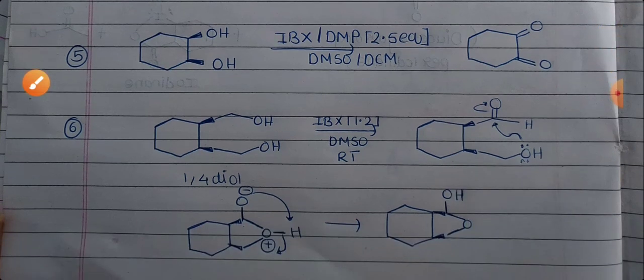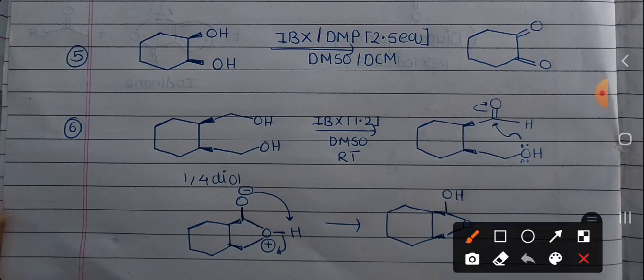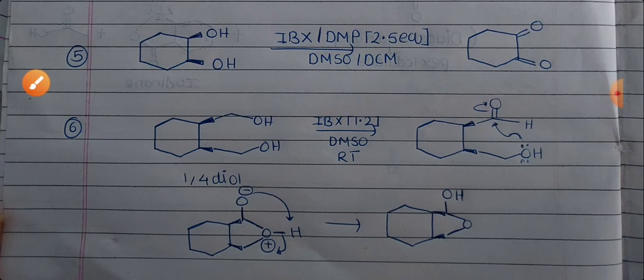So in the next example, you can see here only one equivalent of IBX, or we can say DMP, both are the same. If one equivalent is given, then only one primary alcohol will get converted to the aldehyde. In the next step, what will happen is the lone pair on this oxygen attacks over here, and we will get some such kind of product.